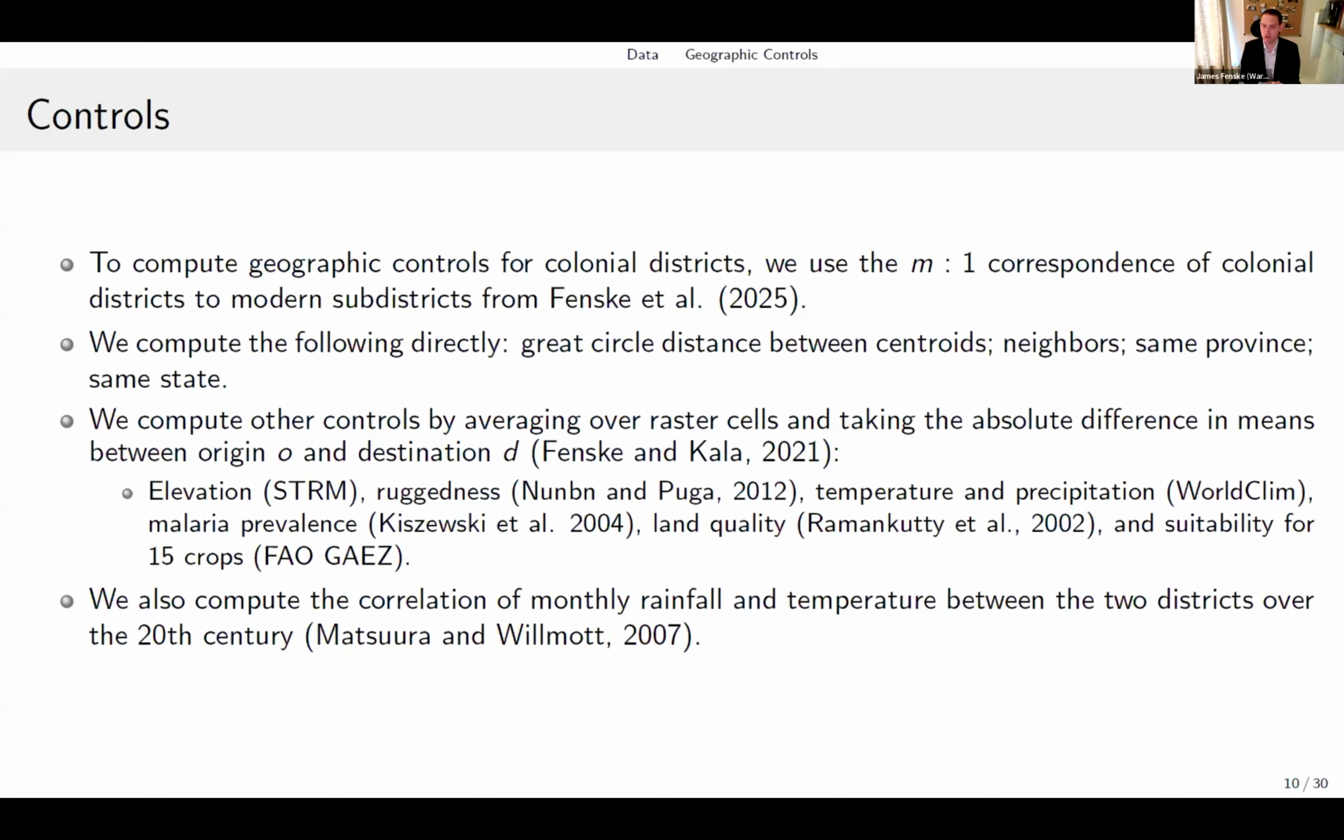Everything else we're going to construct using mostly raster data. So are these districts dissimilar in elevation? Are they dissimilar in ruggedness? Do they have dissimilar temperatures, dissimilar precipitation? Are they both equally prone to malaria? Have they got equally good land? And what can they grow? There are 15 crops that are the main crops in India. We get suitability for these measures from the FAO. If you're worried that shocks drive migration, and so I leave an area if we have a drought, but I don't leave to an area that also has a drought, we can look at whether they have rainfall and temperature correlations over the 20th century that are positive or negative or null.